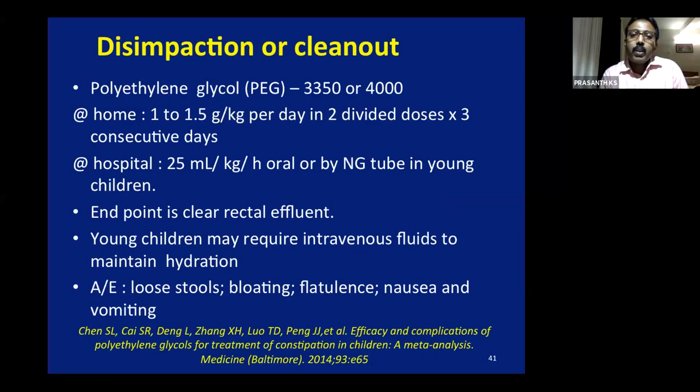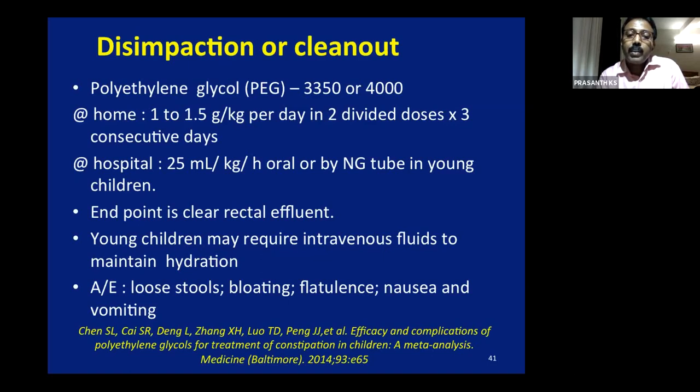At home, the dose recommended is 1 to 1.5 gram per kg that you can give in two divided doses for 3 consecutive days. At a maximum, you can stretch this up to six days even. If you are doing it in a hospital setting, you can give it by nasogastric tube or orally as a liquid preparation at the rate of 25 ml per kg per hour in young children. What is the end point of disinfection?